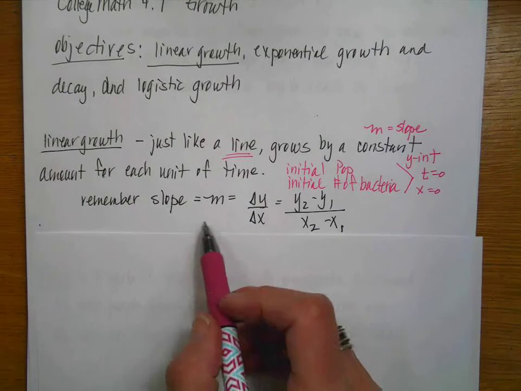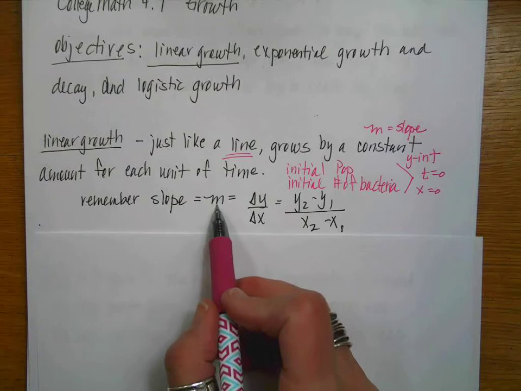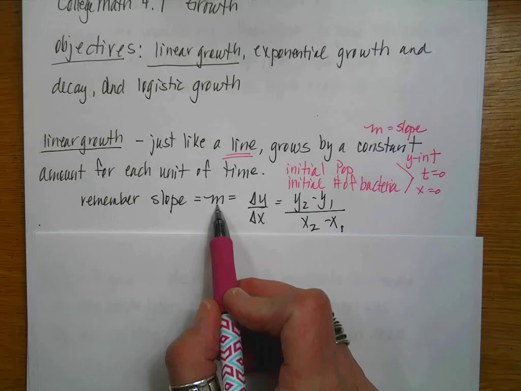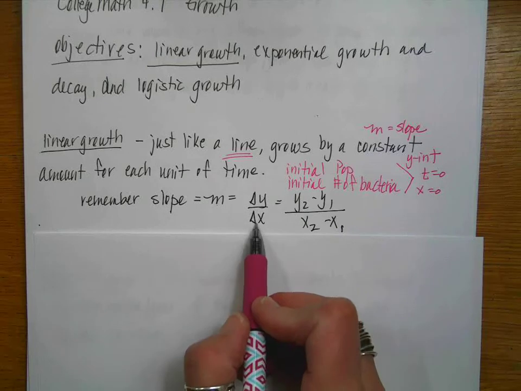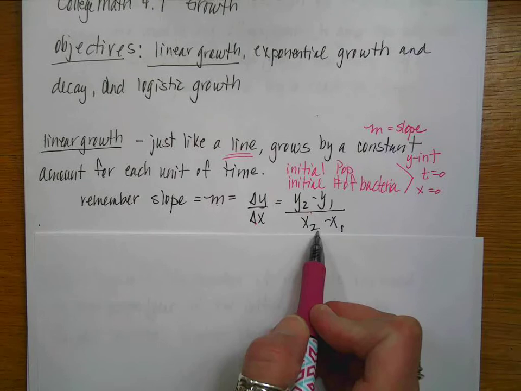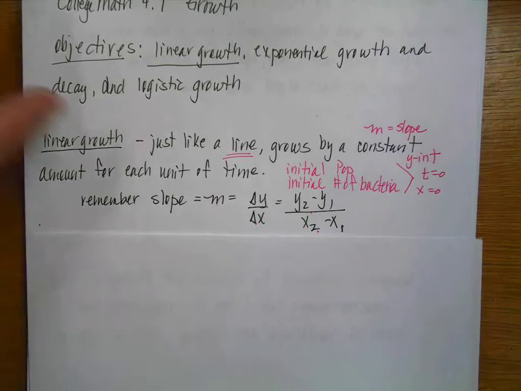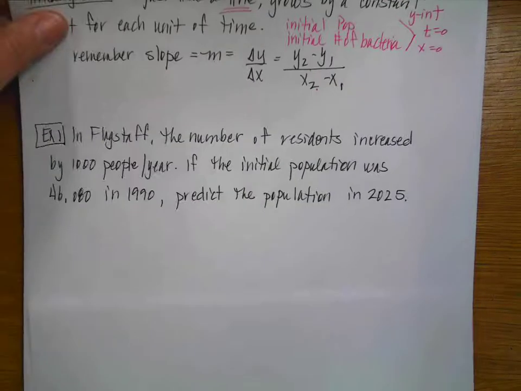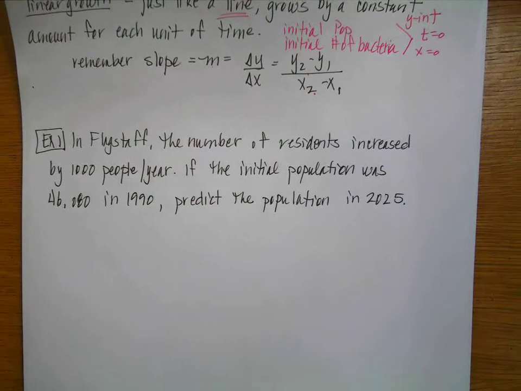Here is our equation for slope. Remember that slope is often represented by m. In this particular chapter, we're going to call it something different, so we'll get to that in just a moment. But it's going to be delta y over delta x, which is y2 minus y1 over x2 minus x1. So I've pre-written out our first example, and we're going to use that to help us manage our information.